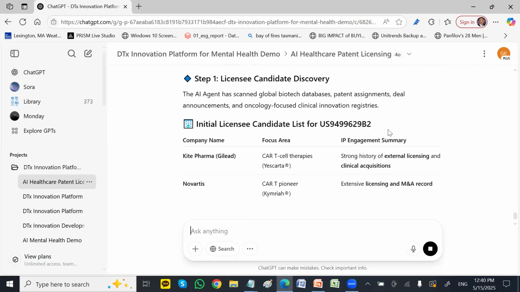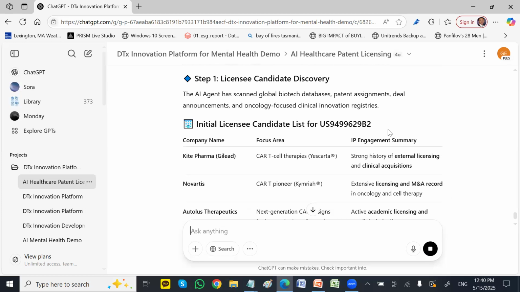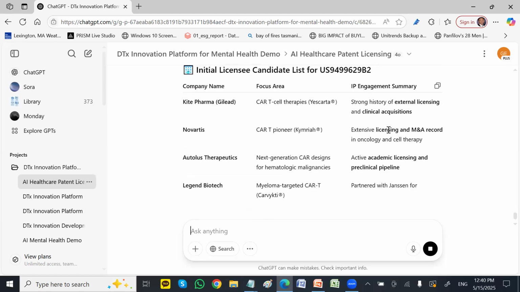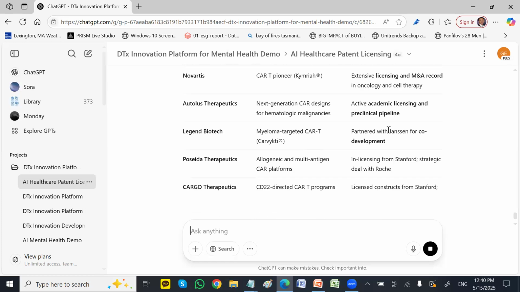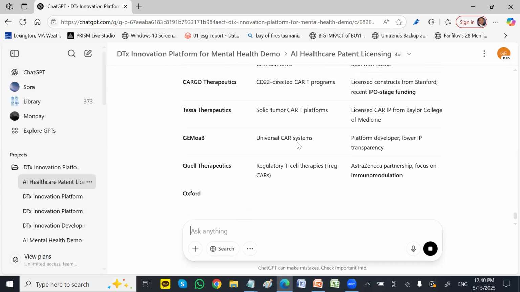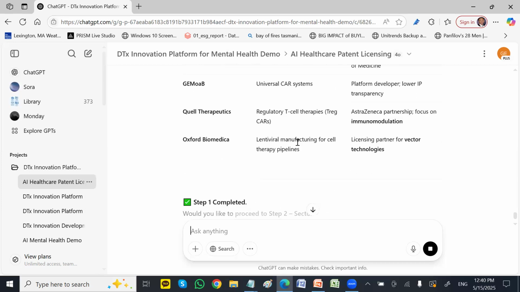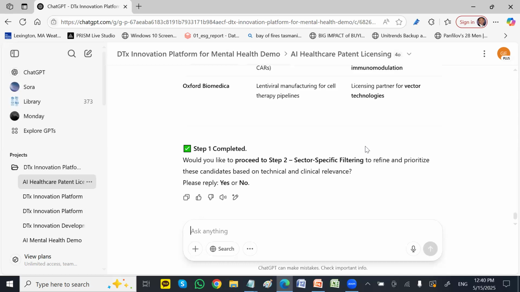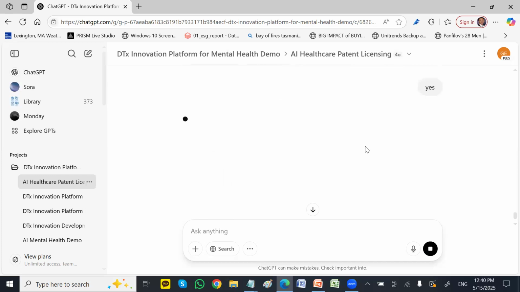So it tries to give you who might be interested. So initial licensee candidates. It gives you all the different types of license potential here, right? And then it goes into something more specific. So fine tuning.